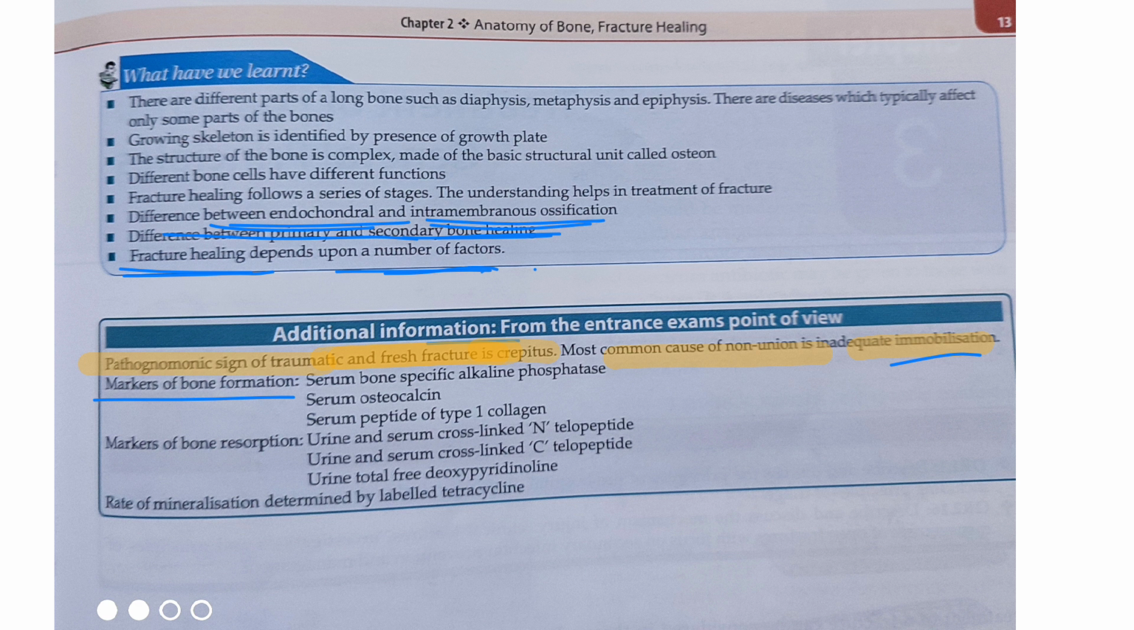Marker of bone formation, bone बनाने वाला: serum bone specific alkaline phosphatase, serum osteocalcin, serum peptide of type 1 collagen.